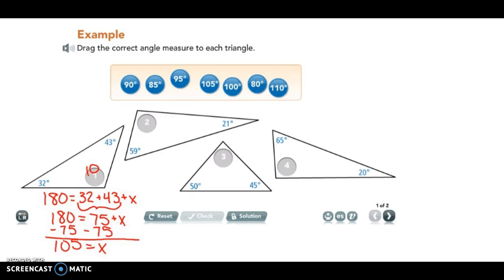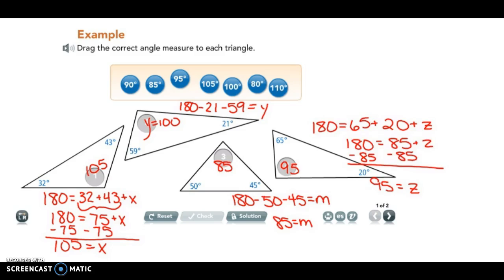So x is 105. You can also just start by saying 180 minus the 21 and minus the 59 degrees, and that is going to equal angle, in this case we'll say y. So if I have 180 minus 21 and then minus 59, I find that angle y is going to be 100 degrees. Okay, go ahead and pause it, work out the other two, and then come back and see whether or not you are correct. Here are your answers. Go ahead and check yours.